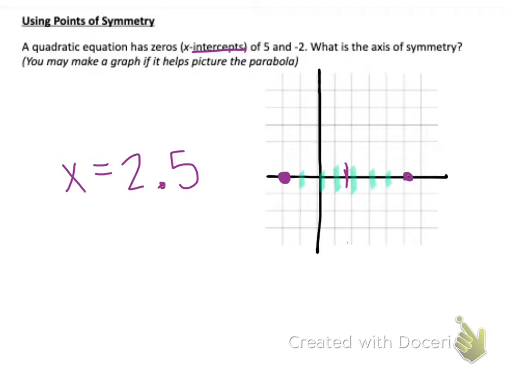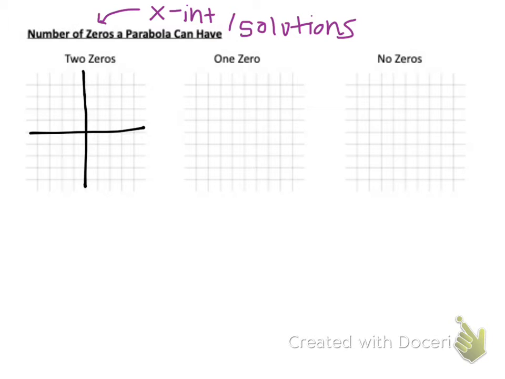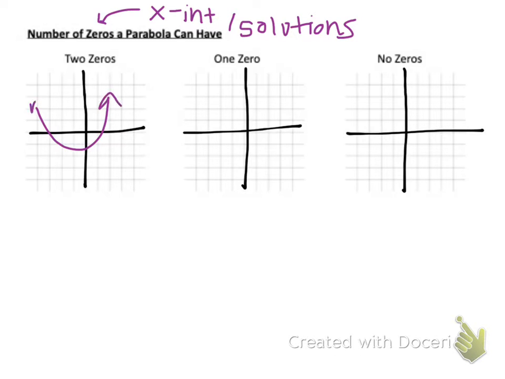And the last thing that we're going to talk about today is the number of zeros a parabola can have. Again, it's important that you highlight that zeros mean x-intercepts. It also means solutions, and you're going to see different terminologies throughout the lessons. So let's go ahead and draw your XY axes on all 3 of your pictures. And if a graph were to have 2 zeros, it would look like that. So again, your zeros is where you cross the x-axis.